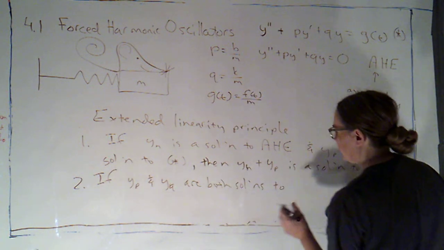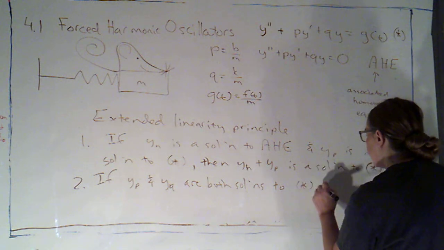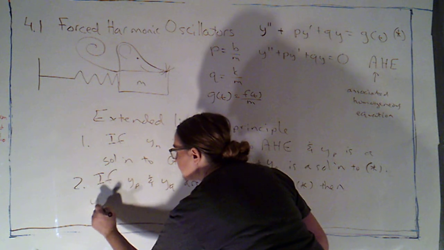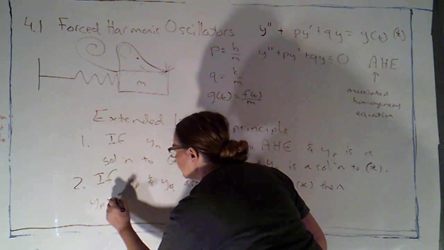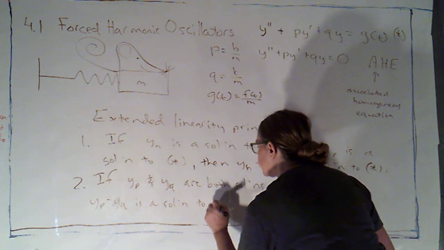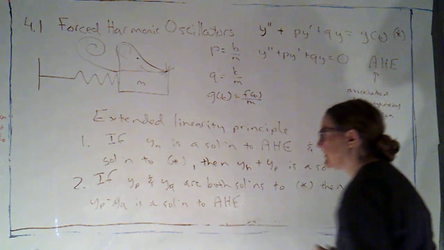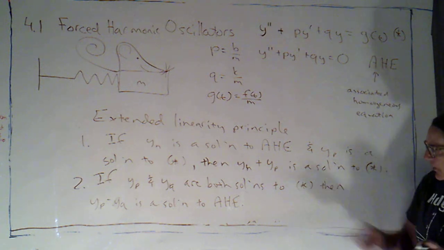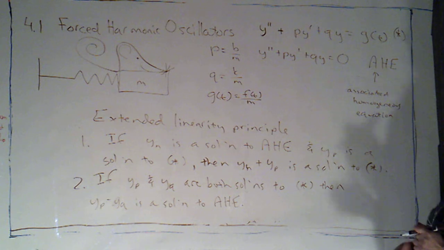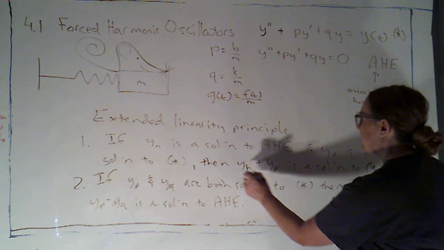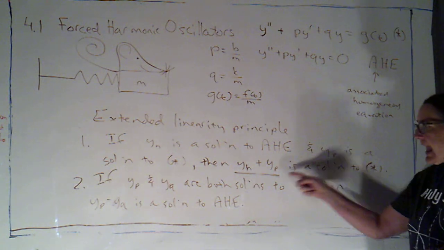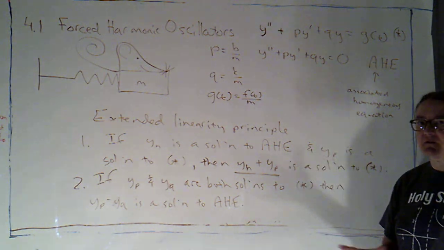And the second part says if y sub p and y sub q are both solutions to star, then the difference between them, y sub p minus y sub q, is a solution to the associated homogeneous equation. And it takes a little thinking, but that tells us that every solution can be written in this form. Okay, that's an indirect way of saying, hey, if you do this, you're going to get all solutions.